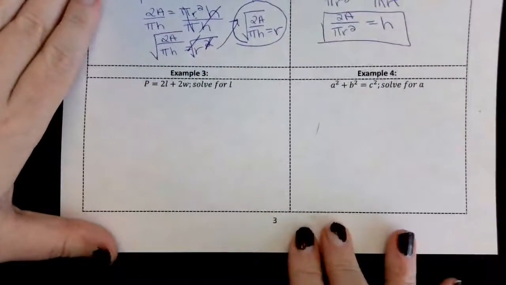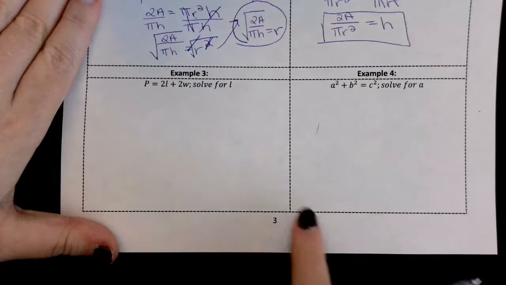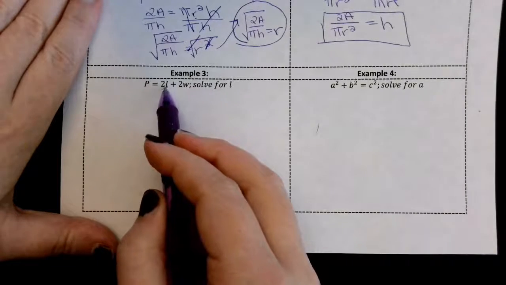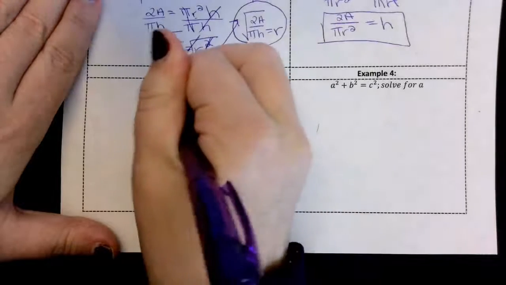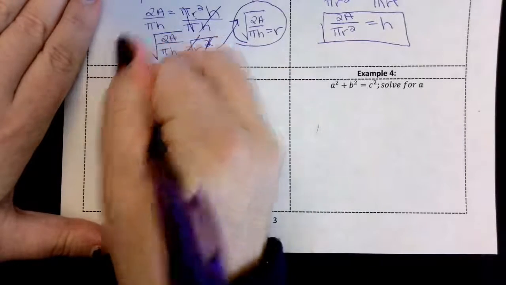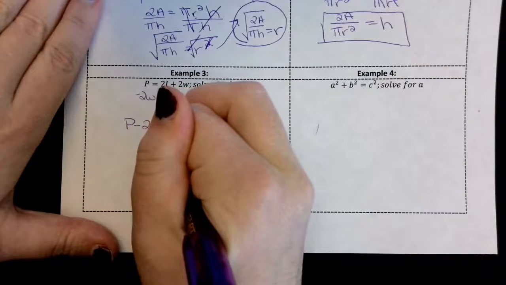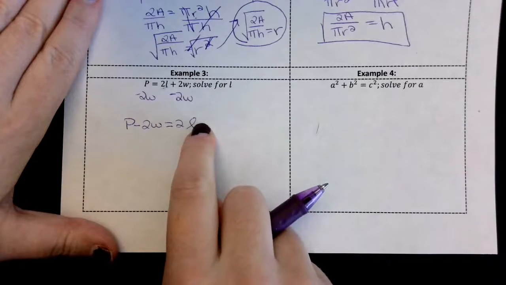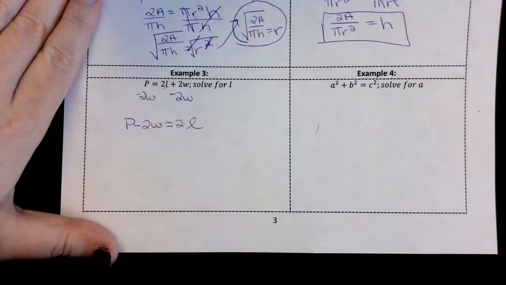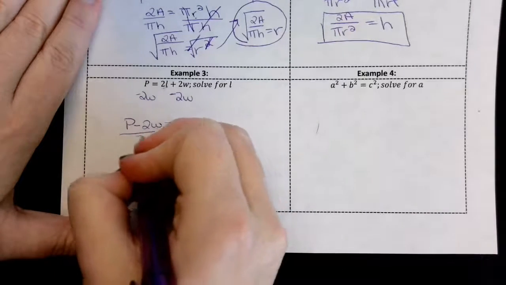Okay, next one is a perimeter formula for a rectangle. P equals 2 times the length plus 2 times the width, and we're solving for L. So 2 is connected to that L, so I can't touch that 2 yet because there's that plus 2W. So I need to subtract the 2W first, leaving P minus 2W equals 2L. And I always make my L look like that so it doesn't look like a 1.